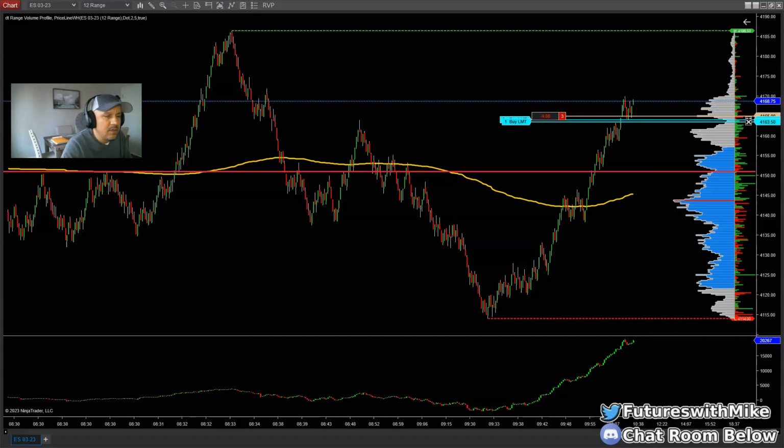Oh! Was not expecting that. Quick burst to the upside here. Quick burst to the upside. What are they trying to do here? Yeah, it's just building volume in this area here.